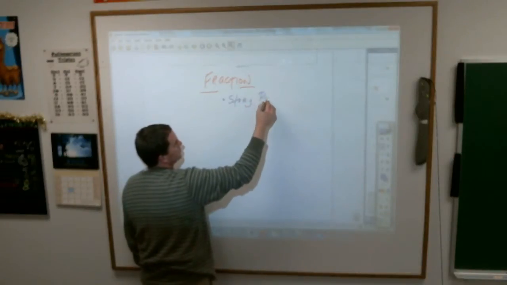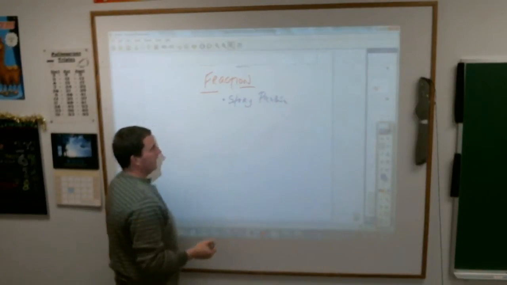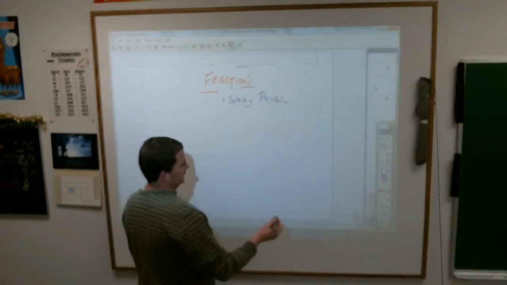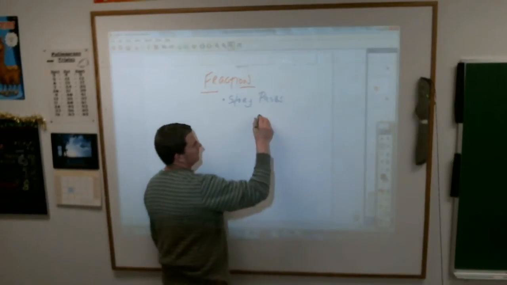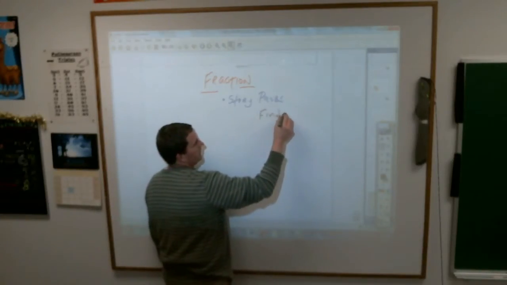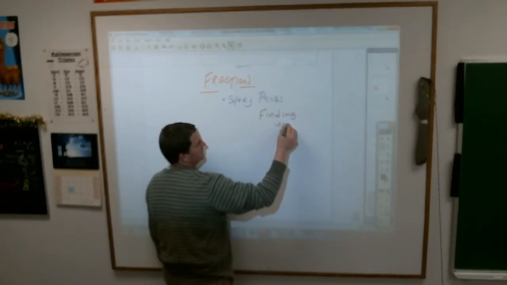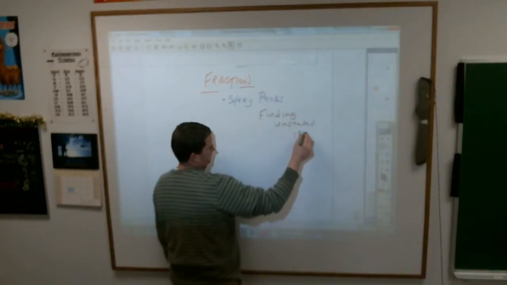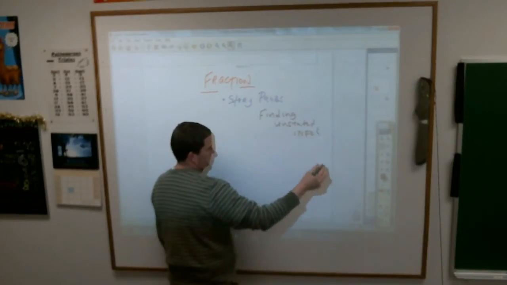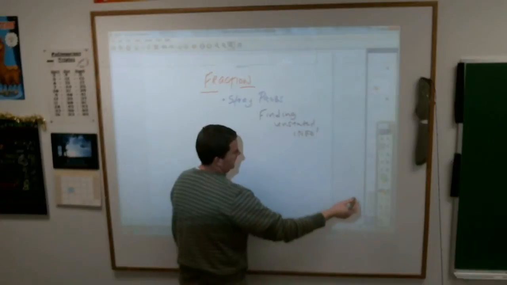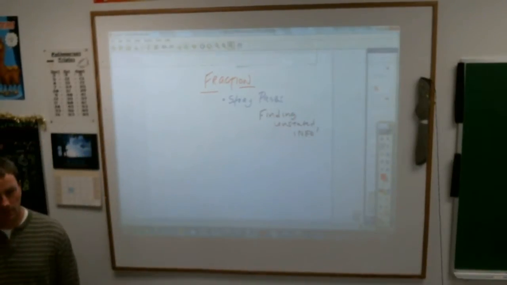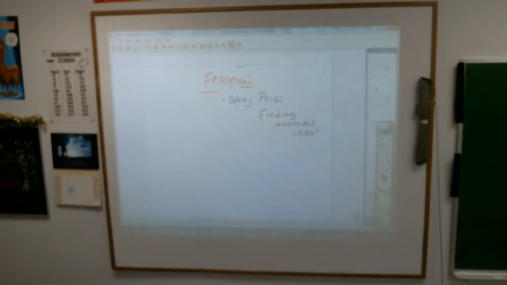Under fraction story problems, the subheading is finding unstated information. The basic gist of that is, at some point you just have to use, it's not even common sense, just simple mathematical principles to figure something out.